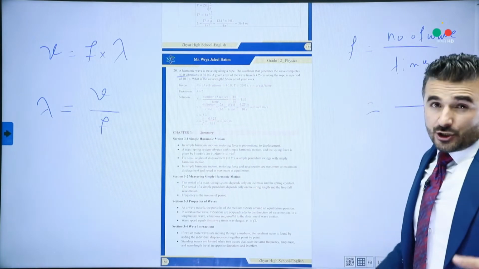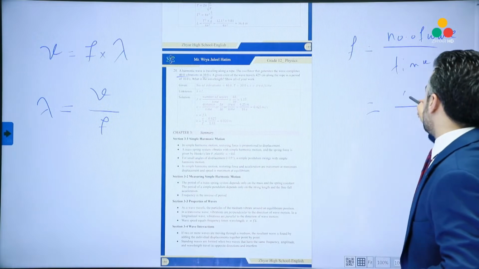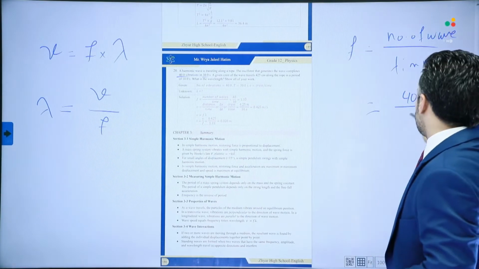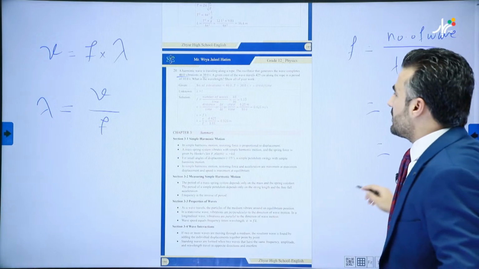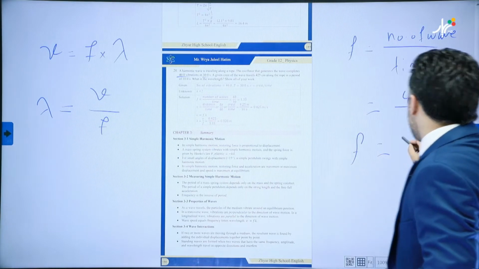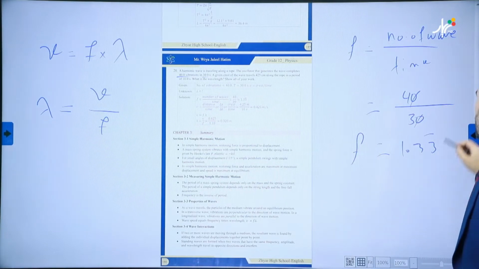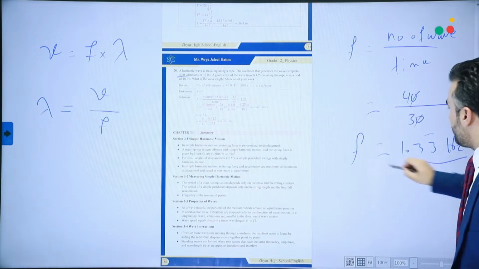So how many vibrations does it generate? It generates 40 vibrations. In what time? In a time of 30 seconds. So you divide the two, of course, you'll get the frequency, and frequency is going to be about 1.33, yeah? That is going to be hertz. So now we have the frequency.